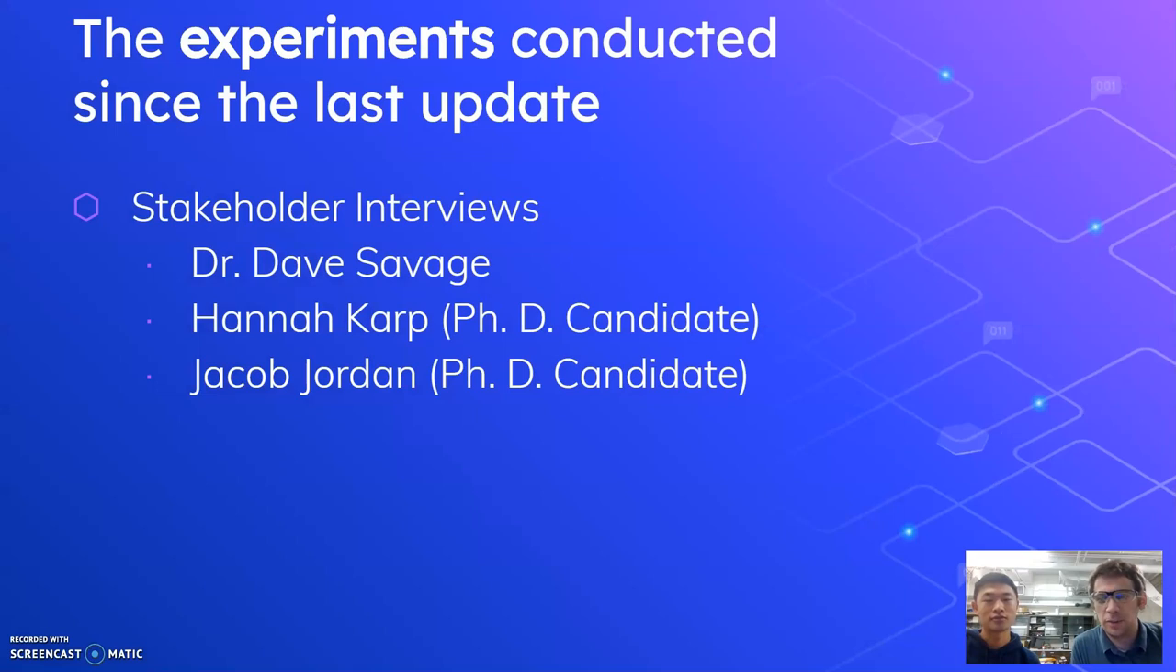Since we last spoke, we've conducted some more stakeholder interviews with Dr. David Savage, who's a researcher here at the University of California, Berkeley, in molecular biology and biochemistry, and two graduate students who work in mass spectrometry, Hannah Karp and Jacob Jordan.